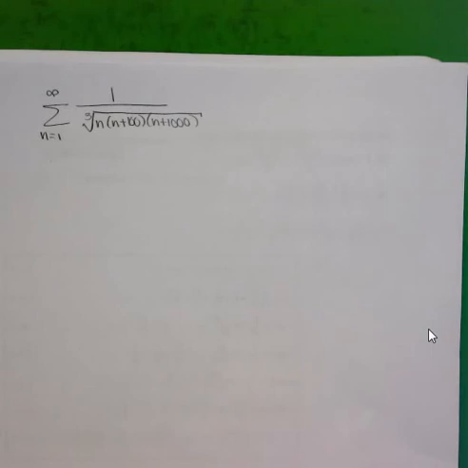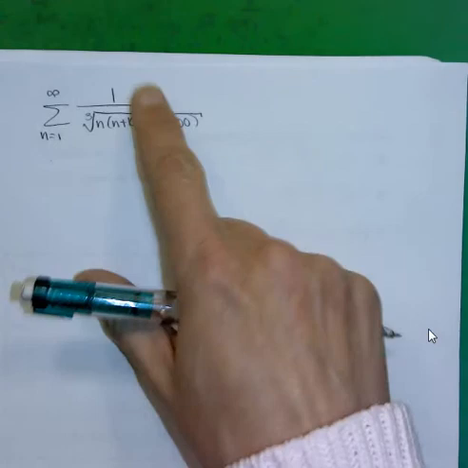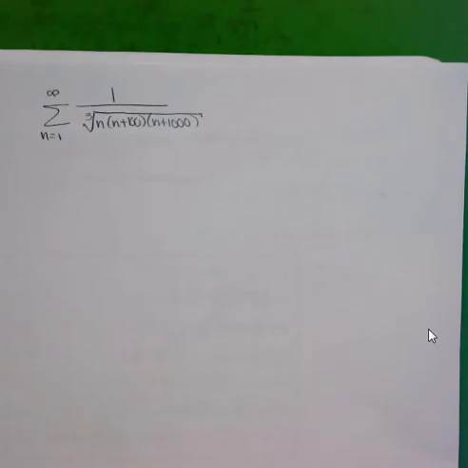Okay, so the first thing you should always check is to see if the nth term goes to 0, because if it doesn't, you're done. It diverges. But if the nth term does go to 0, it could still converge or diverge. So definitely our nth term goes to 0 because the numerator is always 1 and the denominator is getting bigger.